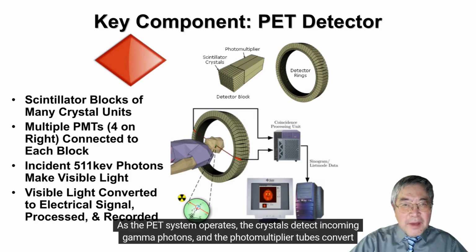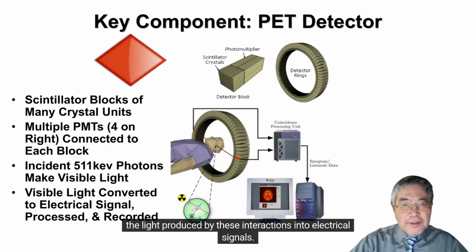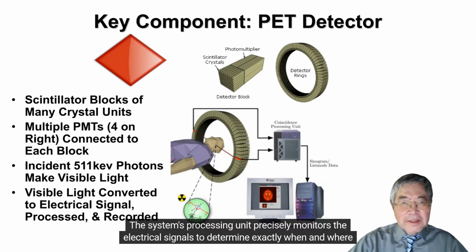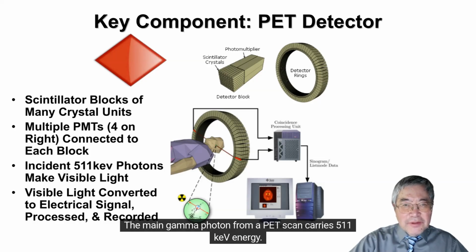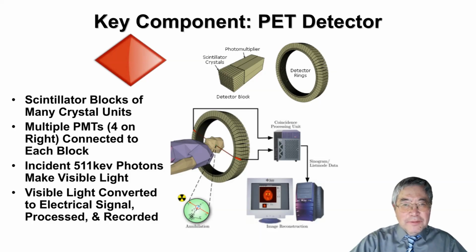As the PET system operates, the crystals detect incoming gamma photons, and the photomultiplier tubes convert the light produced by these interactions into electrical signals. The system's processing unit precisely monitors the electrical signals to determine exactly when and where events have occurred and at what energy. The main gamma photon from a PET scan carries 511 keV energy.